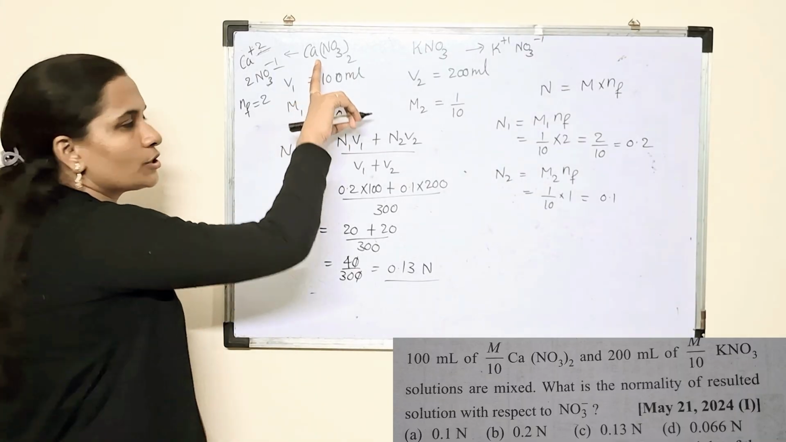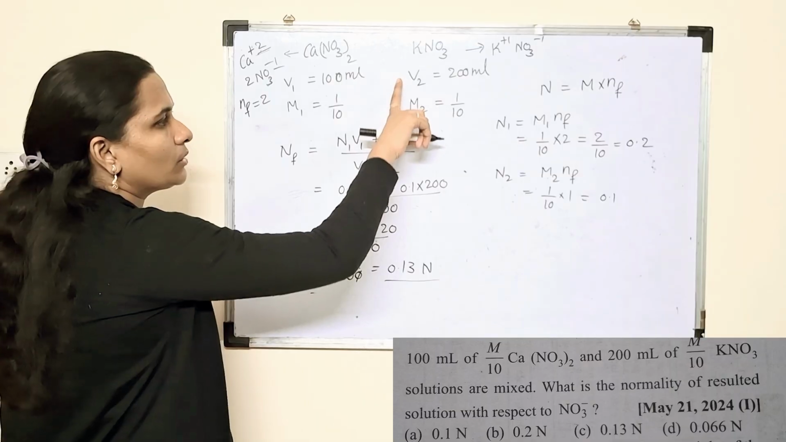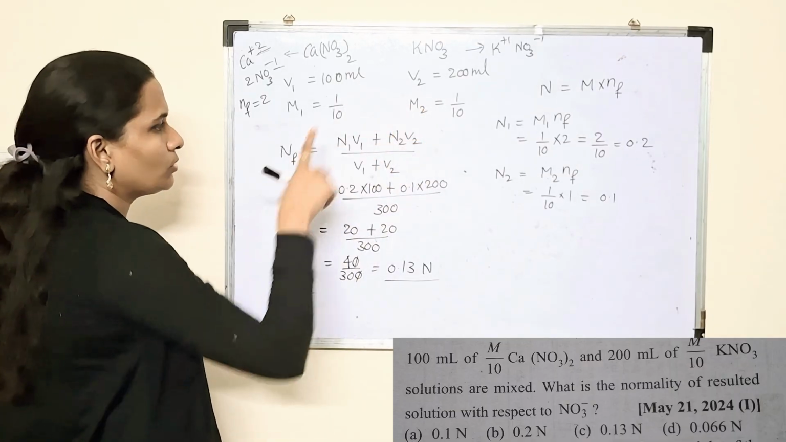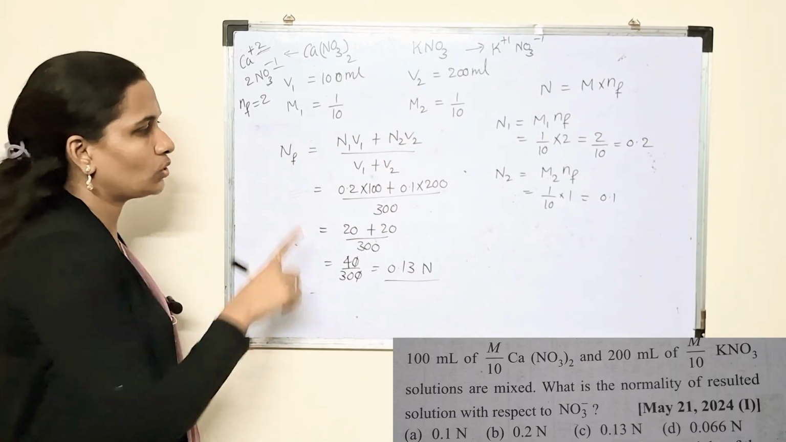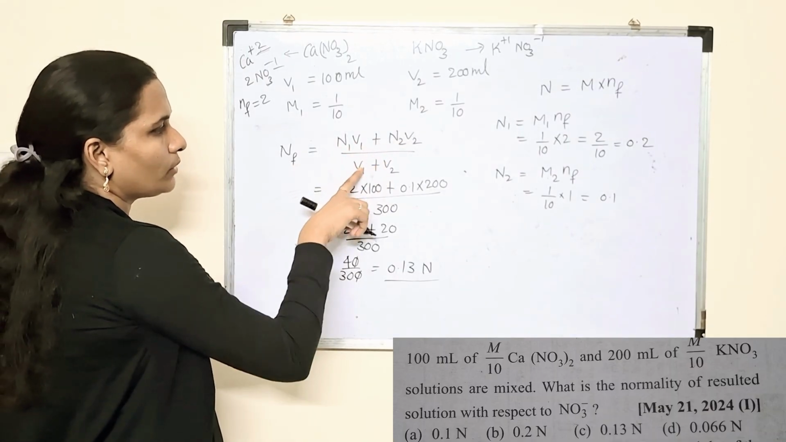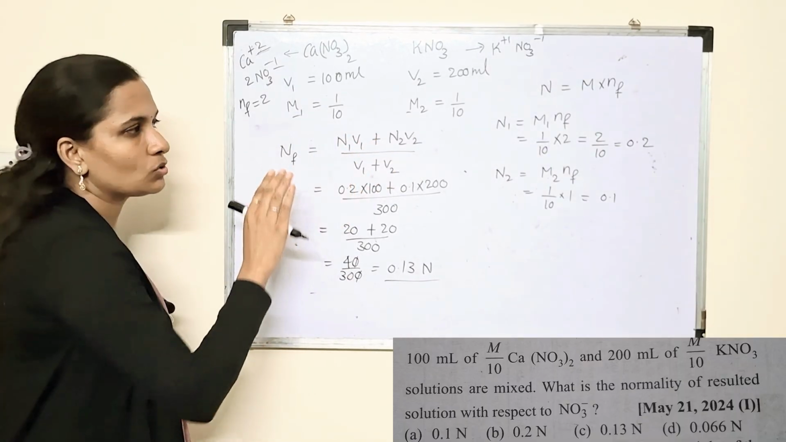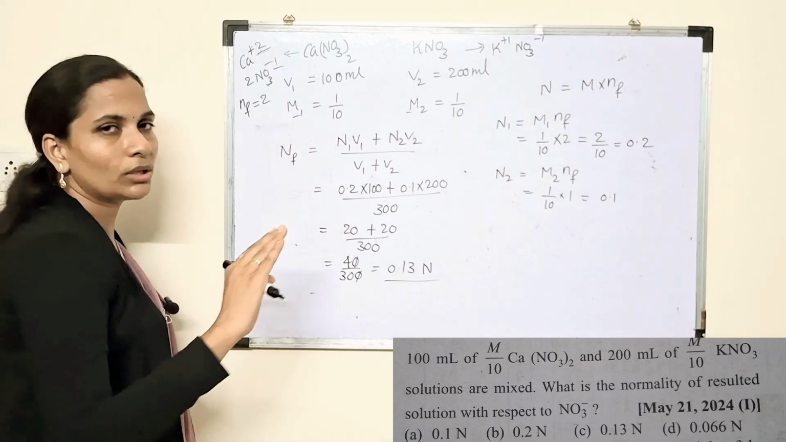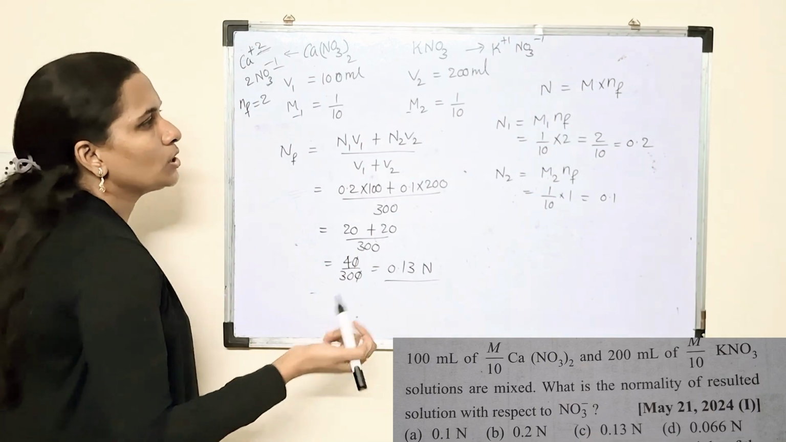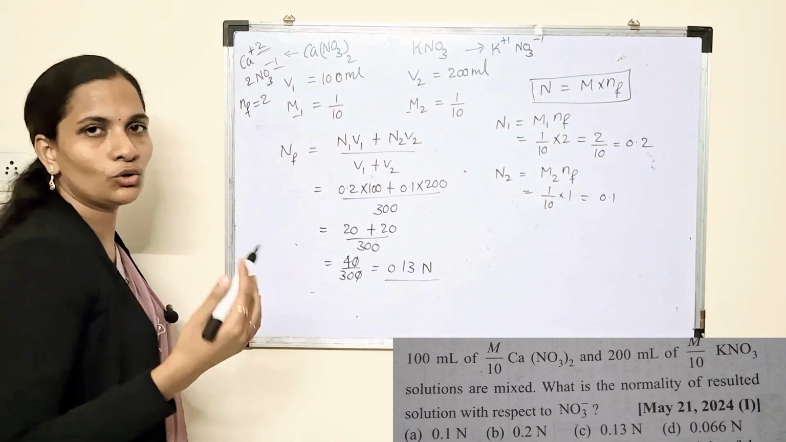They gave the first solution's volume and molarity, and the second solution's volume and molarity. Now they are asking for the final normality. So what is the formula? N1 V1 plus N2 V2 by V1 plus V2. We know molarity, but we don't know the normality, so we have to convert the molarity into normality terms. The relation is normality equals molarity into N factor.